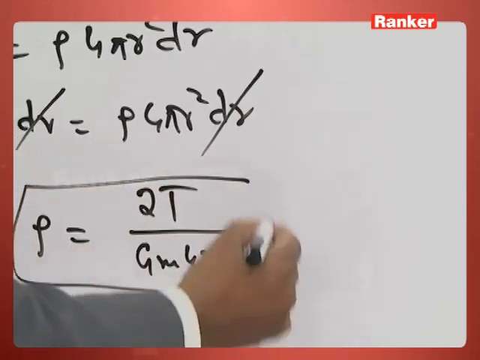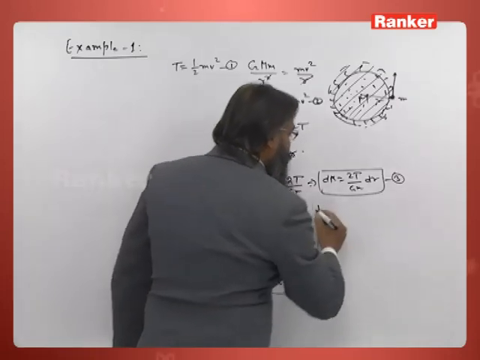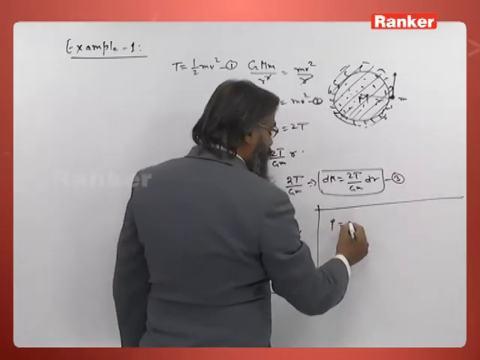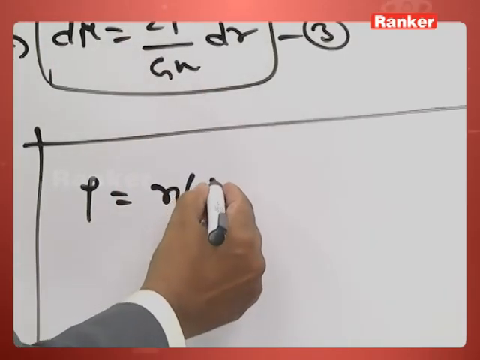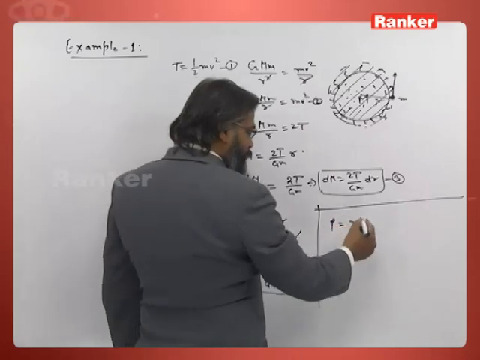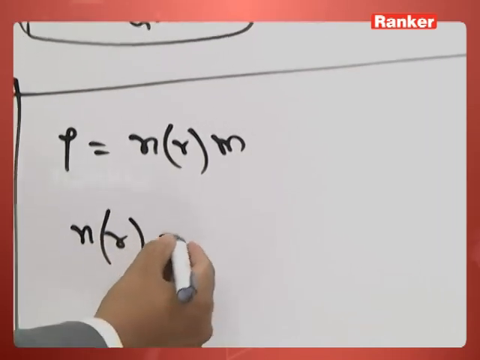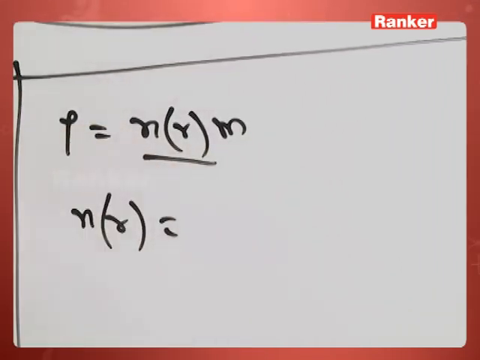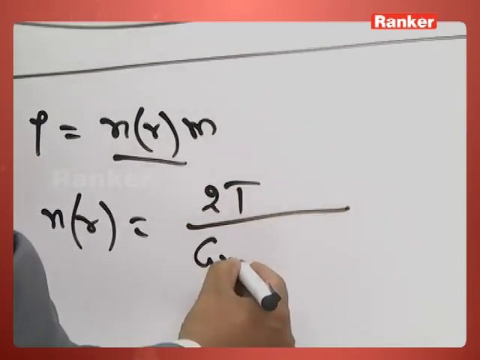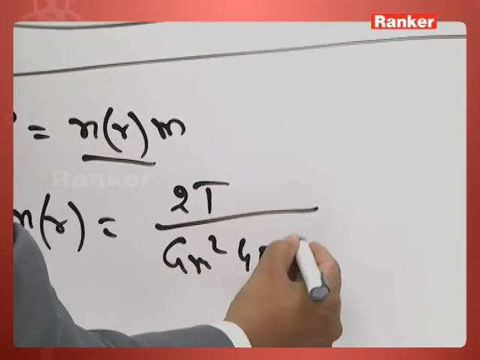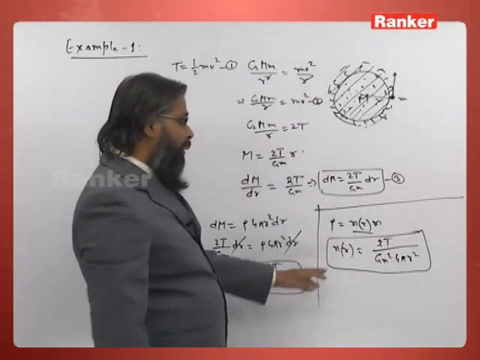We got rho. Now, rho is mass per unit volume. Next, we can write this rho as the number density, the number of particles present as a function of r, into the mass of each one. So, we got n, the number of particles present, as rho by m, that is 2T by G m square 4 pi r square. This is how the number of particles varies with r.